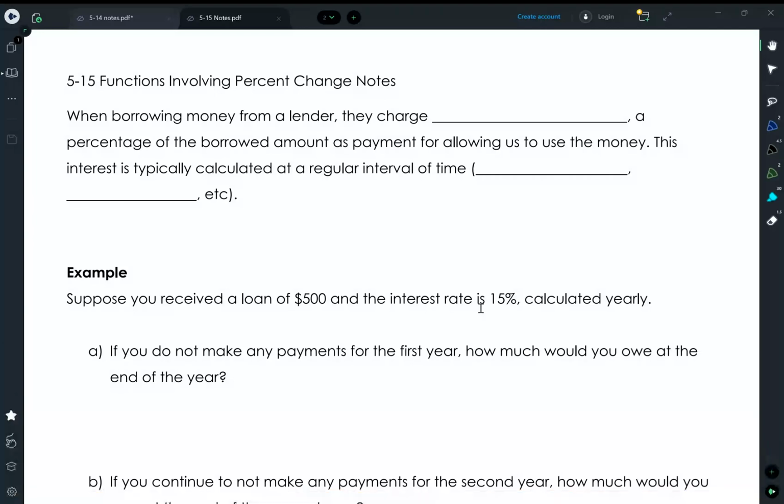Hello class, these are our notes for section 515, functions involving percent change.